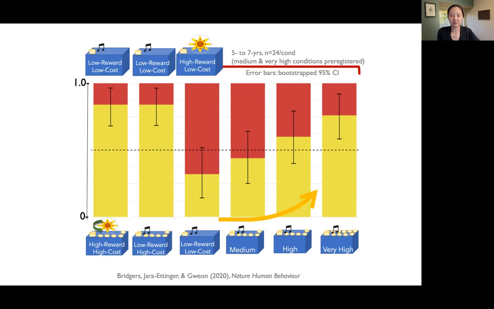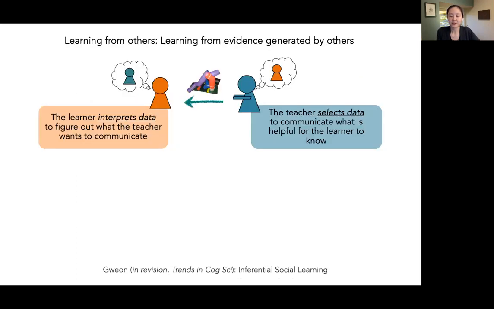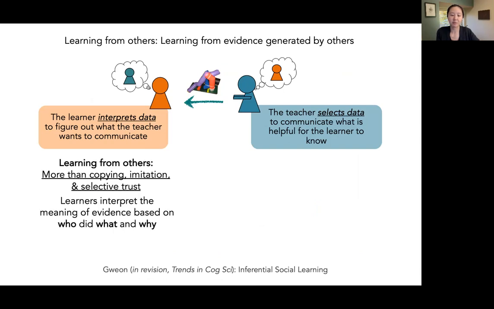And this is incredibly important for thinking about how these teaching decisions that prioritize what is useful for others can cultivate a body of cultural knowledge that gets transmitted over generations. So far, what I have done is to show you a picture of social learning that is far more than simply copying or imitating others' actions. The idea is that we learn from evidence generated by others by drawing powerful inferences based on a model of how other people think, plan, and act. And even as young children, they go far beyond copying and imitation. They have an intuitive understanding of how others generate data, and they interpret the meaning of the evidence based on who did what and why.